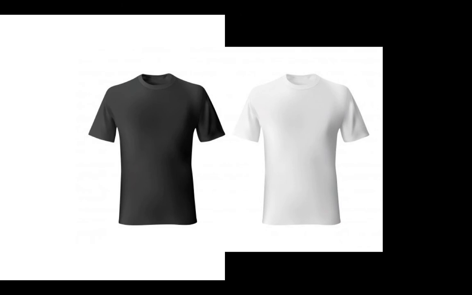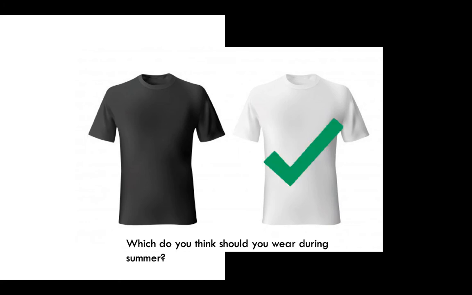Which do you think you should wear during summer? Is it the black or white? Awesome answer! It must be the white. Objects that are black absorb all the colors of visible light. When the light is absorbed, it becomes a form of heat. So during summer, it's better to wear a white shirt because it reflects the light, making you literally cool.